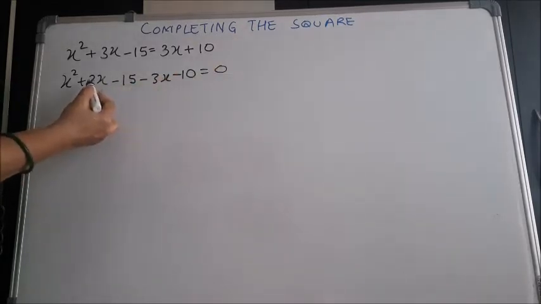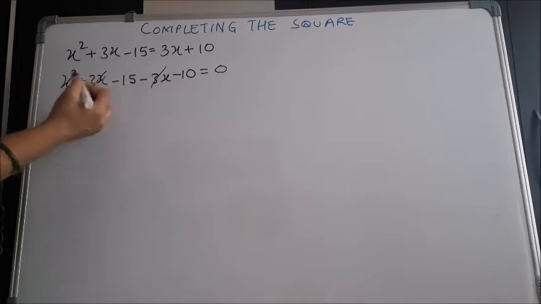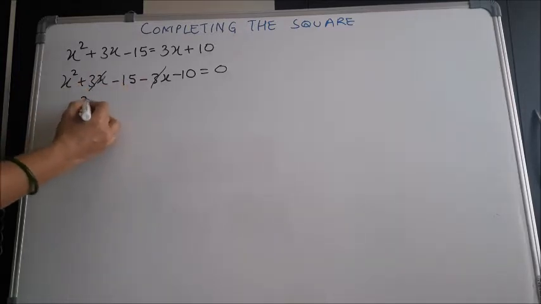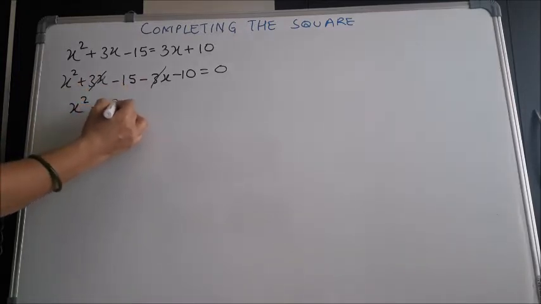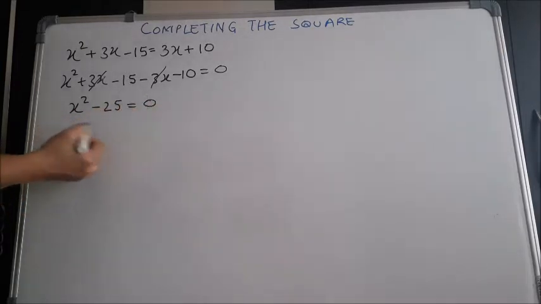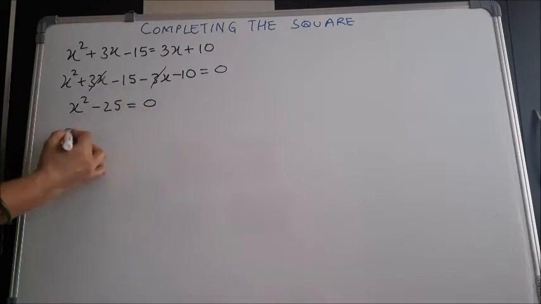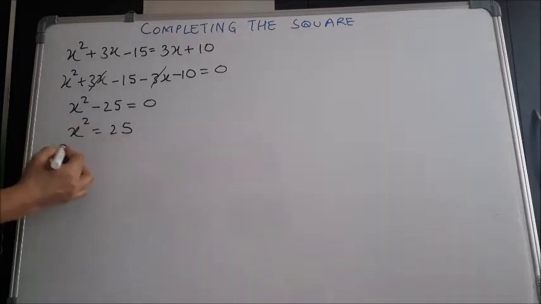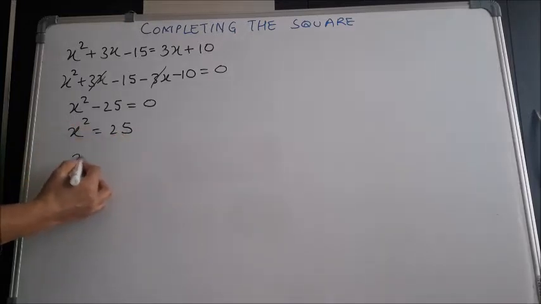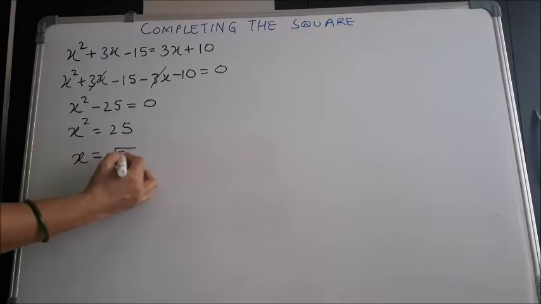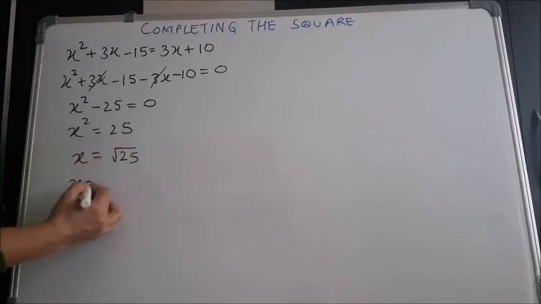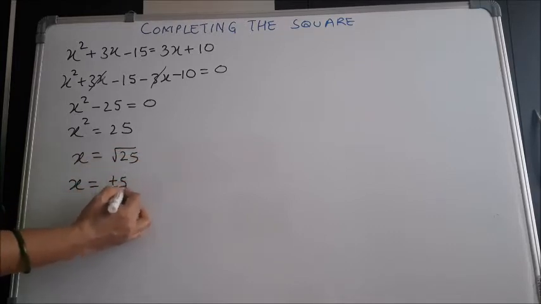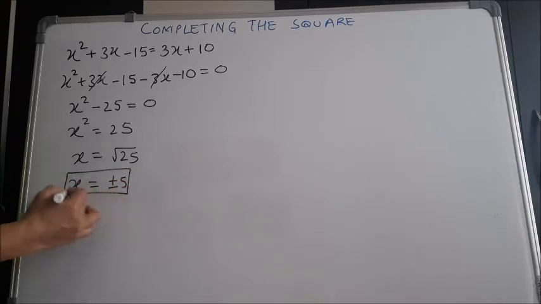Now observing carefully, plus 3x and minus 3x gives us 0, and you are left with x square minus 25 equal to 0. Now observe this carefully. x square minus 25 equal to 0. So this minus 25 you take here, you are left with x square equal to 25. Now it's very easy to solve this, taking square root on both the sides. So you get x equal to root 25, which gives you x is equal to plus or minus 5. So you see, it became so easy to solve this.